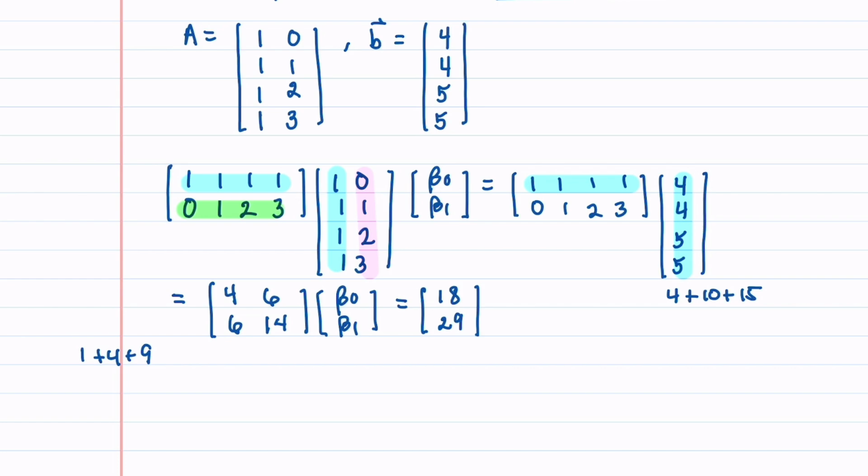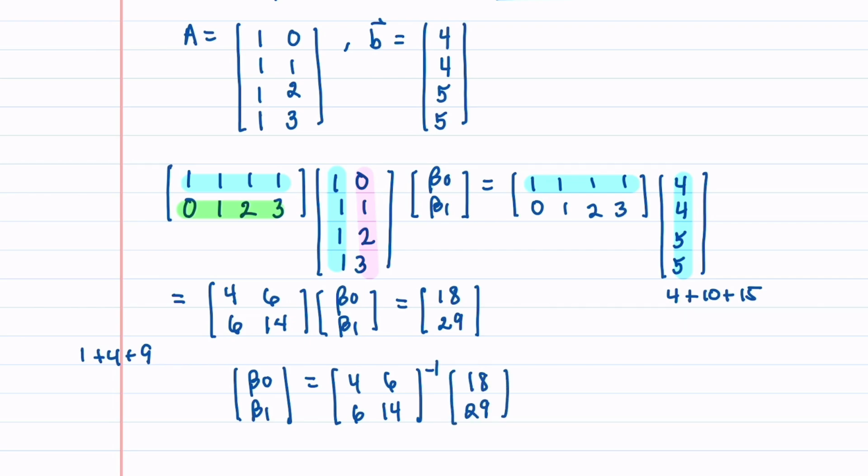Now we can go ahead and solve this linear system of equations. There's a couple ways we can do this. We can use row reduction, or we can multiply by a matrix inverse. I think I'm going to choose to do the matrix inverse. So I'm going to say beta 0, beta 1 is equal to the matrix 4, 6, 6, 14 inverse times our right-hand side, 18 and 29.